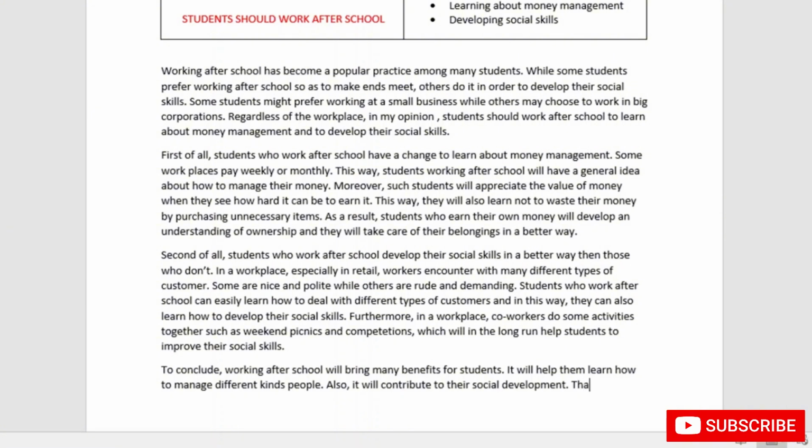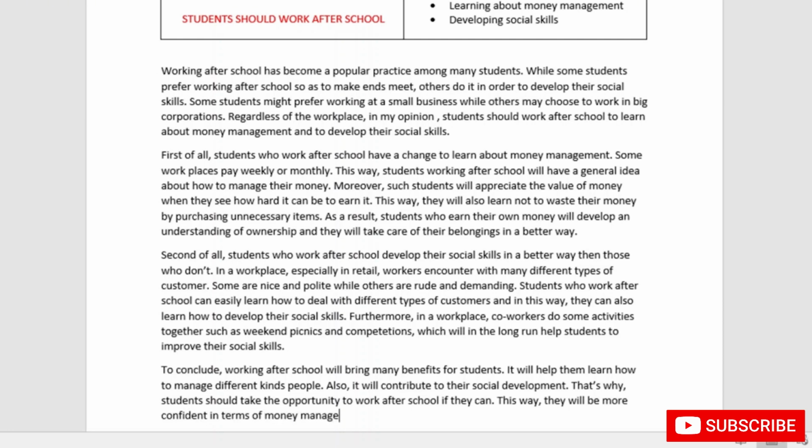So I say, that's why students should take the opportunity to work after school if they can. This way, they will be more confident in terms of money management and more skillful in their human relations. As you can see, I tried to paraphrase a little bit. Instead of saying developing social skills, I said skillful in their human relations. And I say learning about money management. Instead of saying that, I say they feel confident in terms of money management.